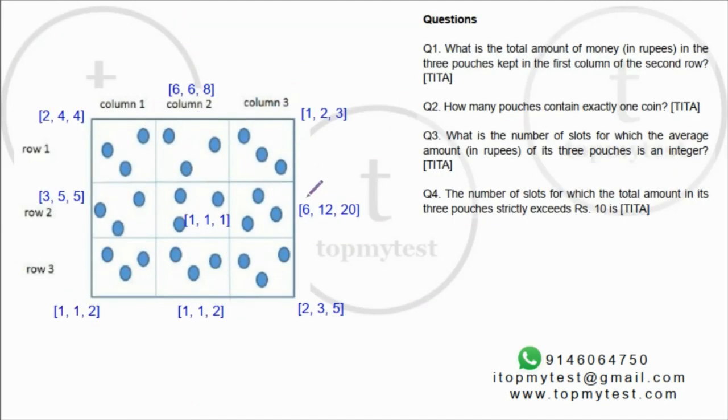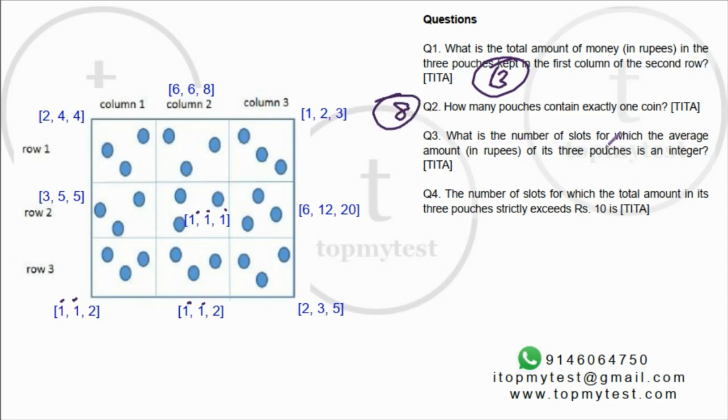Okay, I've written this down. Let's see. What is the total amount of money in the 3 pouches kept in the first column of the second row? First column, second row. Total amount is 5 plus 5, 10 plus 3, 13. Right. How many pouches contain exactly 1 coin? So 1, 2, 3, 4, 5, 6, 7, 8. 8 pouches contain exactly 1 coin.